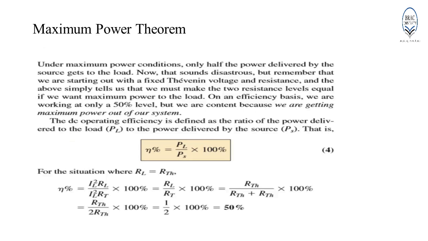Under maximum conditions, only half the power delivered by the source gets to the load. Now that sounds disastrous, but remember that we are starting out with a fixed Thevenin voltage and resistance, and the above simply tells us that we must make the two resistance levels equal if we want maximum power to the load. On an efficiency basis, we are working at only 50% level, but we are content because we are getting maximum power output of our system.